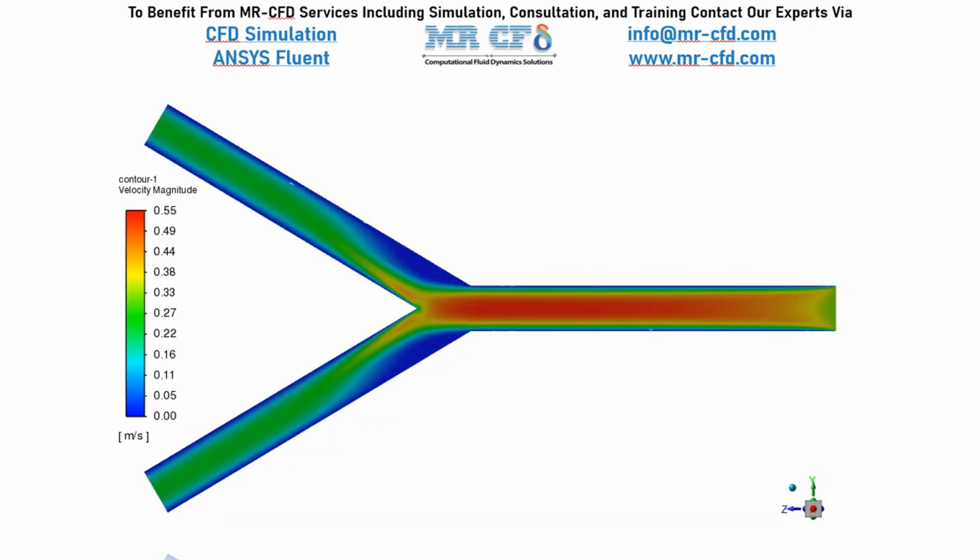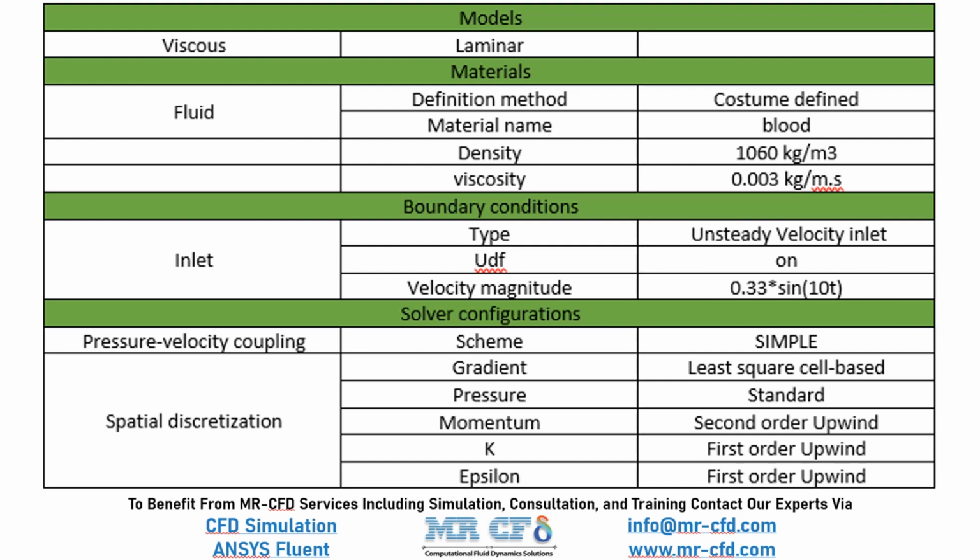And finally, in this slide, you can easily see the velocity distribution inside our computational domain and near our bifurcated region. Finally, a summary of different settings and setup that we have used in our project is presented to you in the slide.